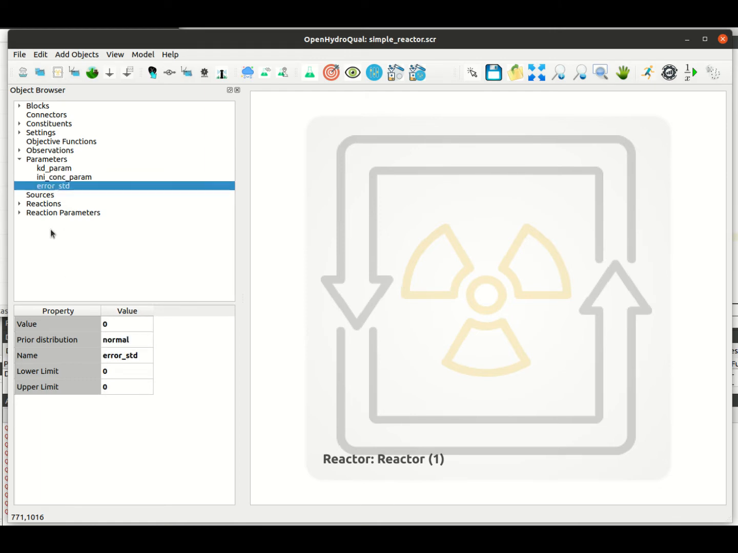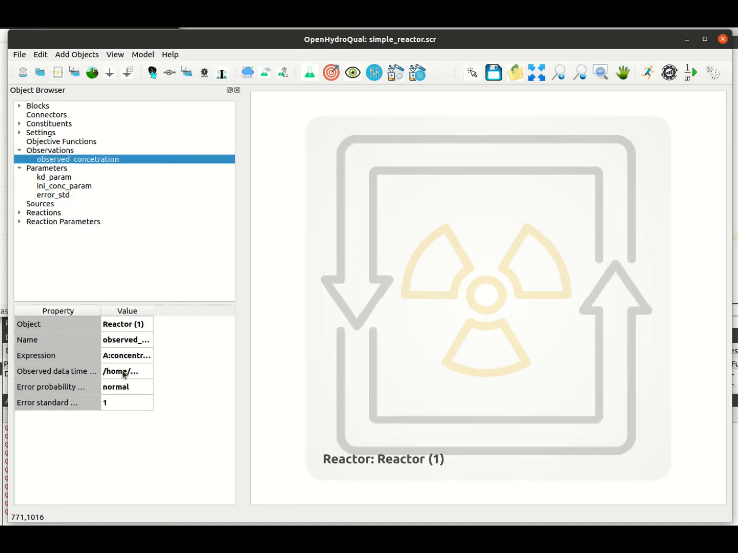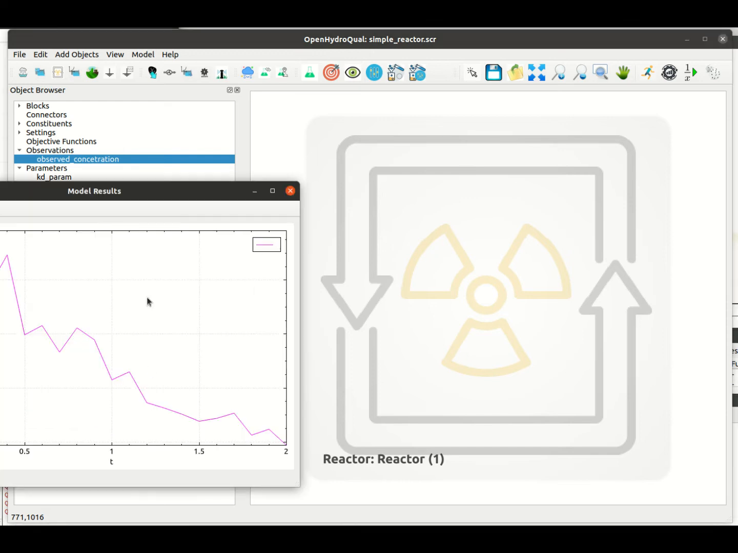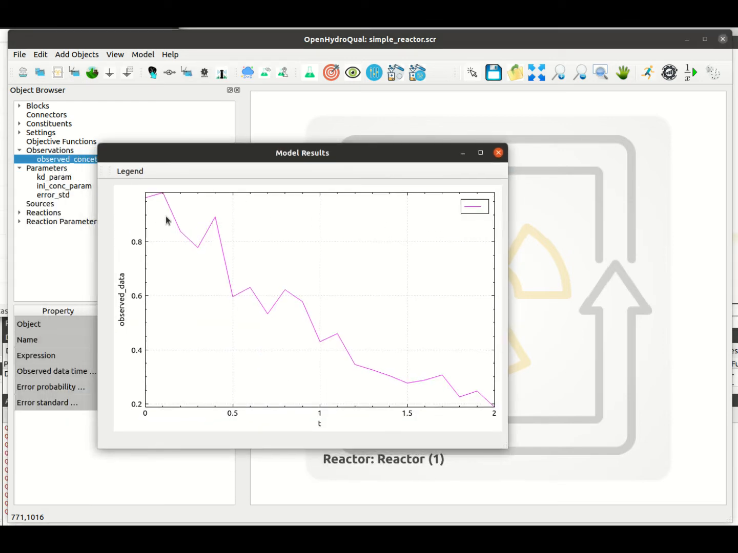The error standard deviation, I don't have any idea what it is. I can look at my observed data and get a sense of what I expect. So for example, if I look at the observed data, the values range somewhere between 0 and 1. So I think my error standard deviation is not going to be larger than 1.